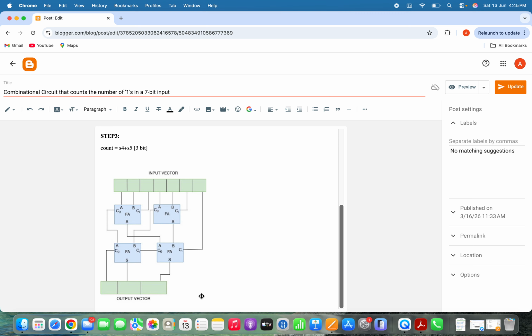Now if we observe, by performing multiple additions in parallel and reducing the result level by level, the adder tree achieves a much faster count compared to a sequential approach. This is why it is an efficient technique for population count.